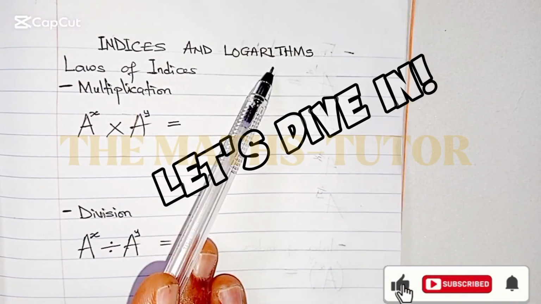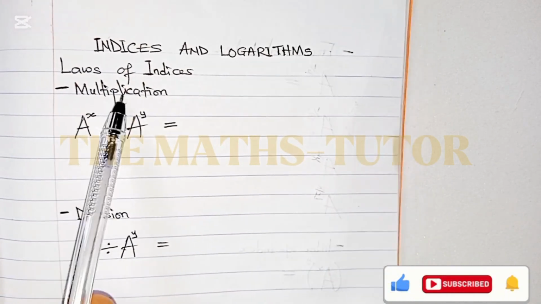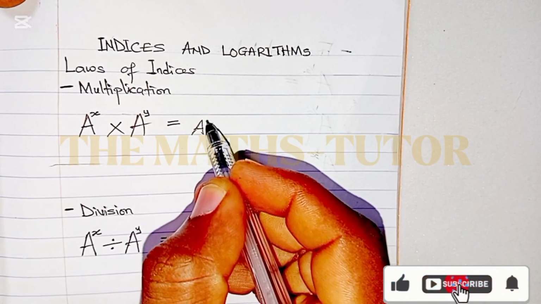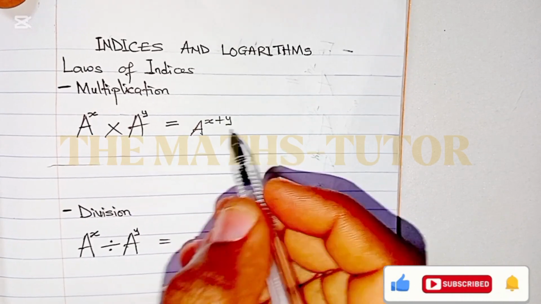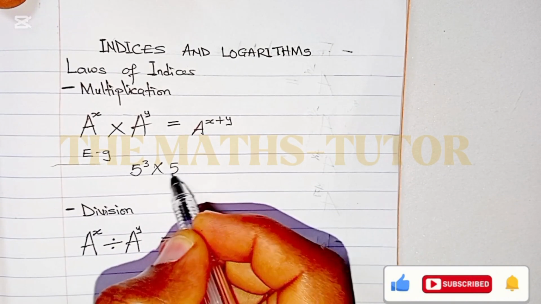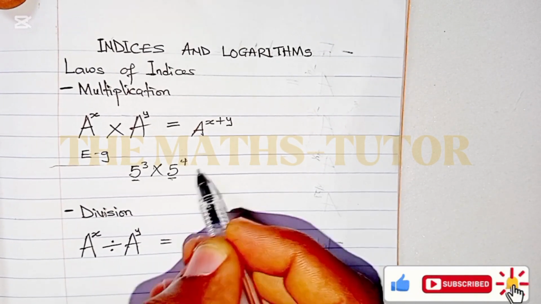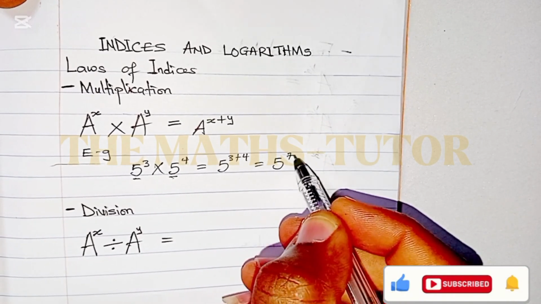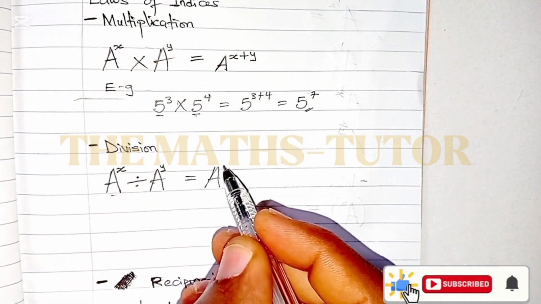Indices is the expression of values in power or exponential. The first law, multiplication. When we have values of the same base, their powers are added. A good example, we have 5 raised to power 3 multiplied by 5 raised to power 4. The bases are the same, and so we can have 5 raised to power 3 plus 4. That gives us 5 raised to power 7.